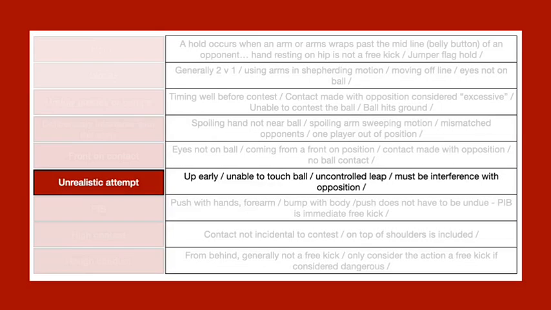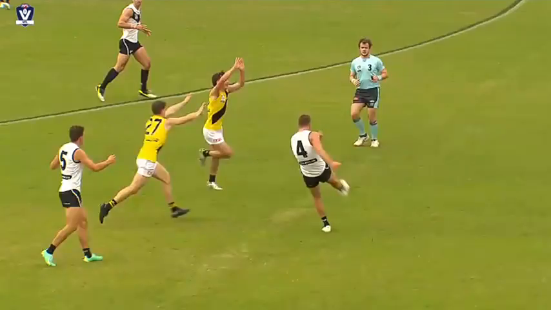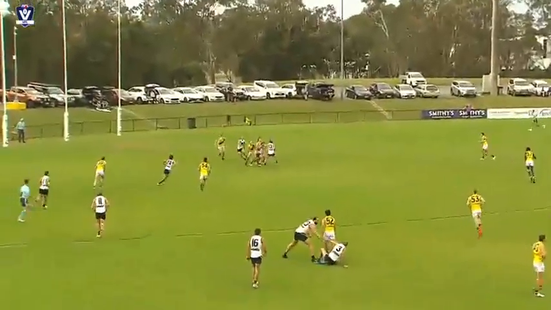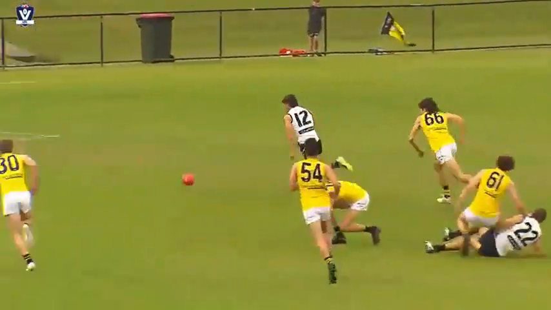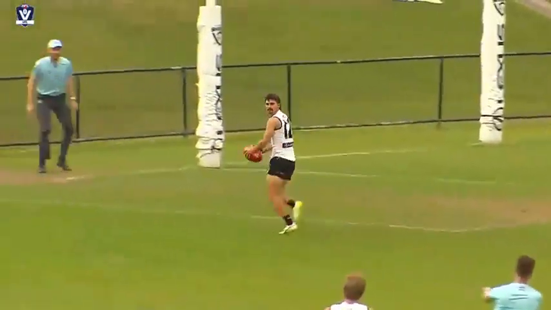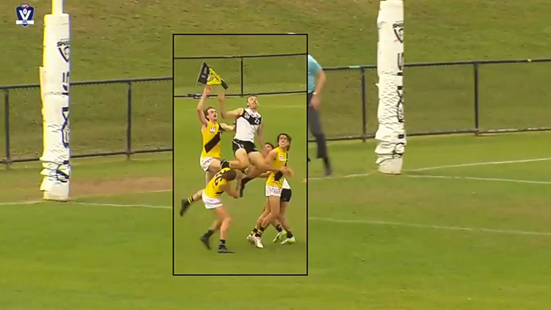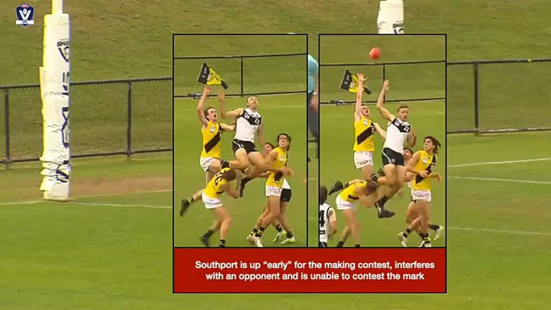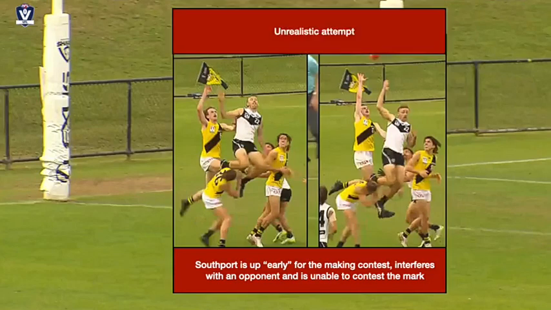Unrealistic attempt. Up early. Unable to touch the ball. Uncontrolled leap. Must be interference with the opposition. So an early jump, but that must have interference with the opposition player. So you can see 22 there, white interfering with 36, I think it is. And unable to contest the ball. So that's considered an unrealistic attempt.